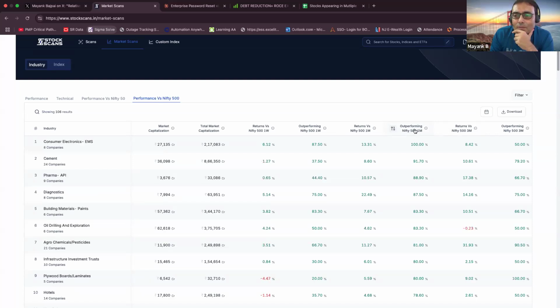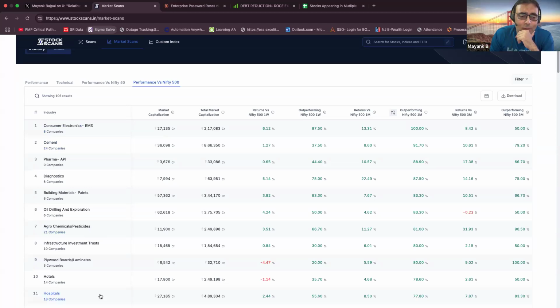So let's say if I just sort this column, I see that consumer electronics is on the top of this monthly time frame, out of 8 companies, each company has beaten the Nifty 500 in a monthly time frame. And cement, we have seen the results of cement companies in the recent past, which is very obvious to show here in the monthly time frame. And then we have pharma and then the diagnostic sector. And then we have agrochemical, which was obviously expected, a rainy season, and hotel companies are also appearing. And then we have hospitals, right?